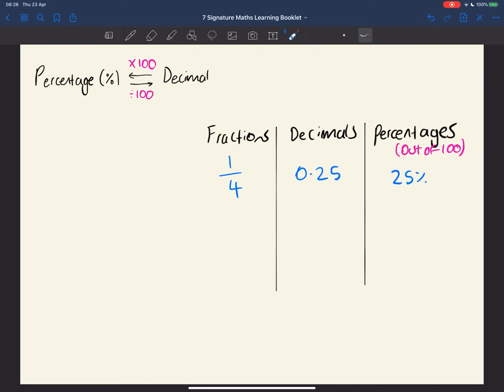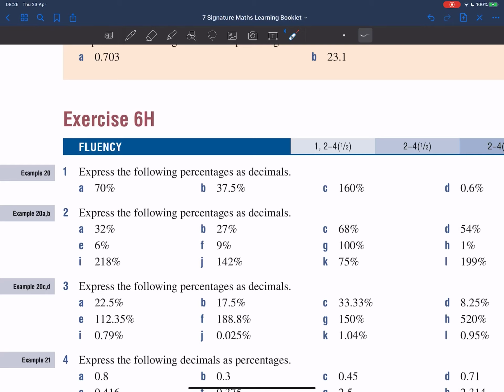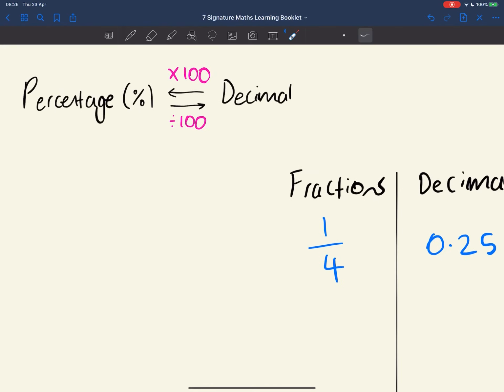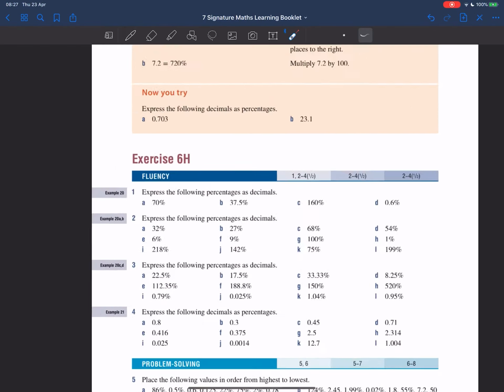The first one that we're going to be looking at, though, in our question is expressing the following percentages as decimals. So we're going to take this percentage and turn it into a decimal. How do you do that? Well, look at my trusty tool here. To convert a percentage, use the arrow to indicate which direction you're going in. From percentage to decimal, we divide the percentage by 100. Dividing it by 100 is fairly straightforward. I'll show you how to do it.